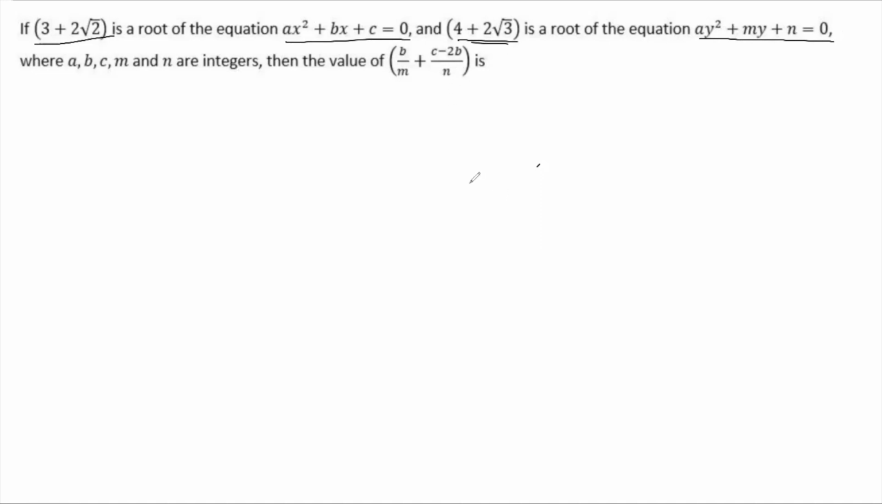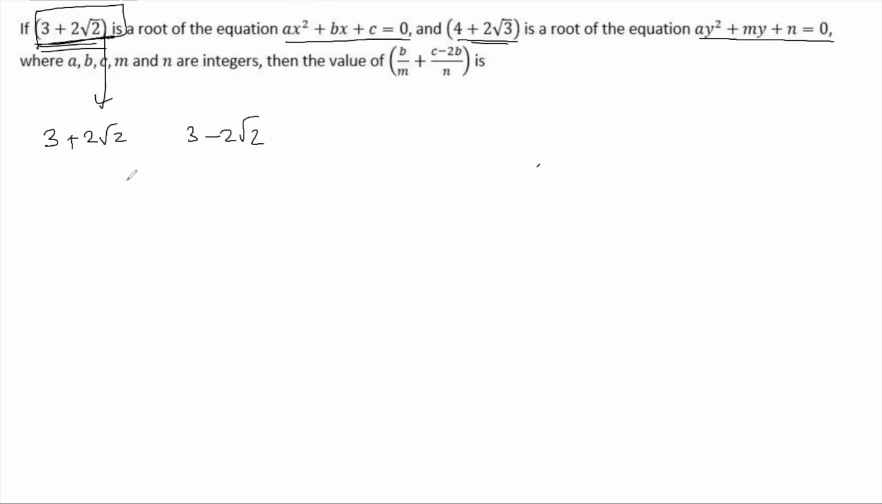Now, a very important concept which we will need to solve this question is that whenever we find the roots of a quadratic equation, for irrational numbers and for imaginary numbers, the roots always occur as conjugates. So if the first root is 3 plus 2 root 2, in essence we have also been given the second root. The second root will be 3 minus 2 root 2.